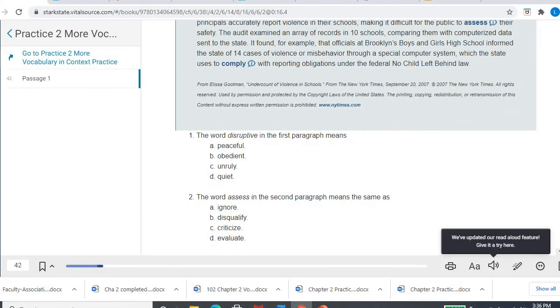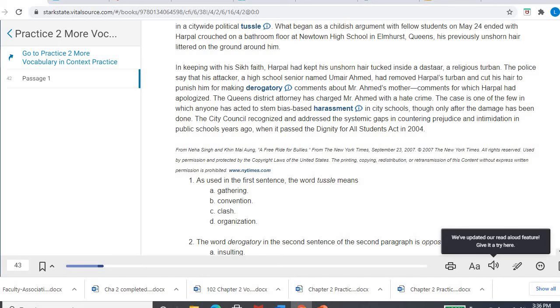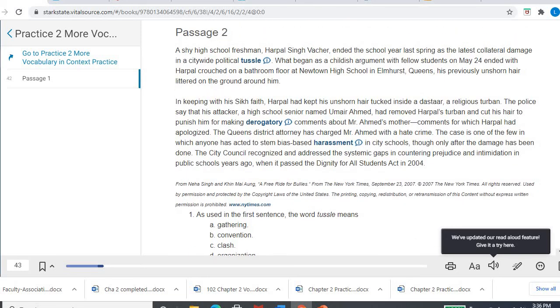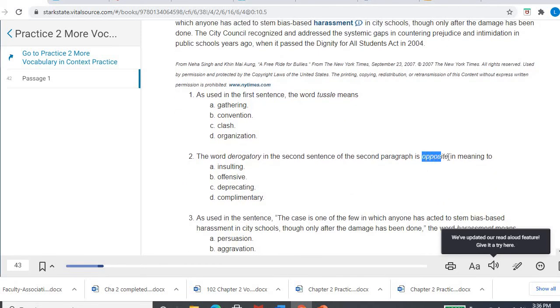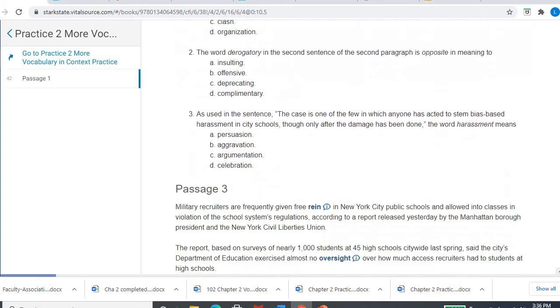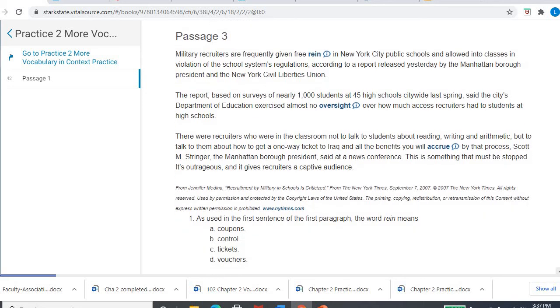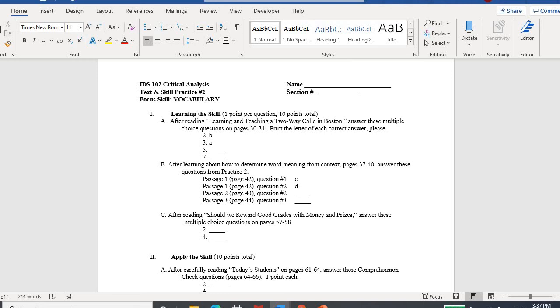All right, now on your own, you're going to read passage 2 and passage 3. So it's just going to be click down right here. Right here is passage 2. All you're answering right there is question number 2. Pay attention right here because it says opposite in meaning. So make sure that you are looking at that. It says the word derogatory in that second sentence of the second paragraph is opposite. So make sure that you don't jump, oh, I know what derogatory means. It's the opposite. And then you're also answering passage 3, question 3. The word accrue in the third paragraph means. Okay, so that's what you're doing for the rest of part B.